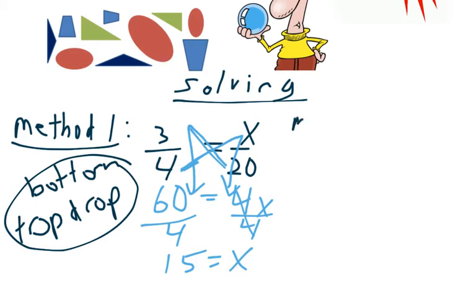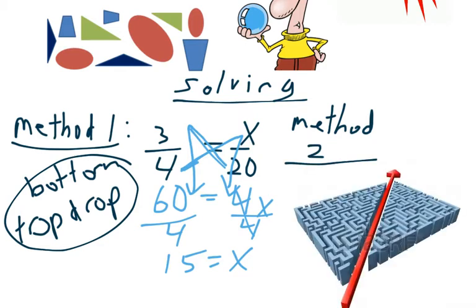But method 2, I really like. It's our shortcut. And we all like shortcuts, don't we? Well, sure, when it's that easy, huh? And sometimes it really is. So for our shortcut, all we do is see if one of the numbers across from each other will go into the other number evenly.